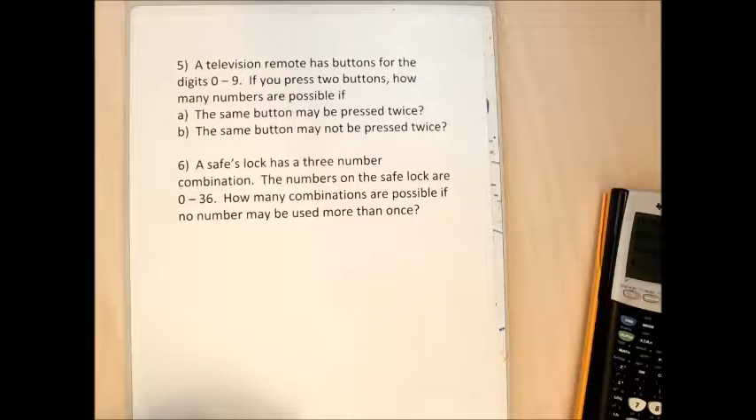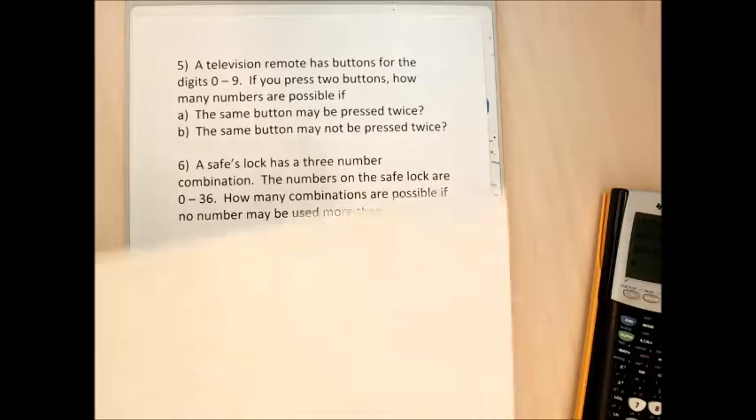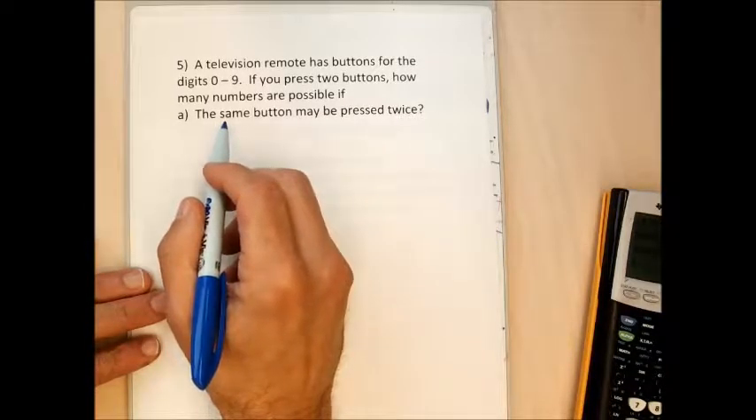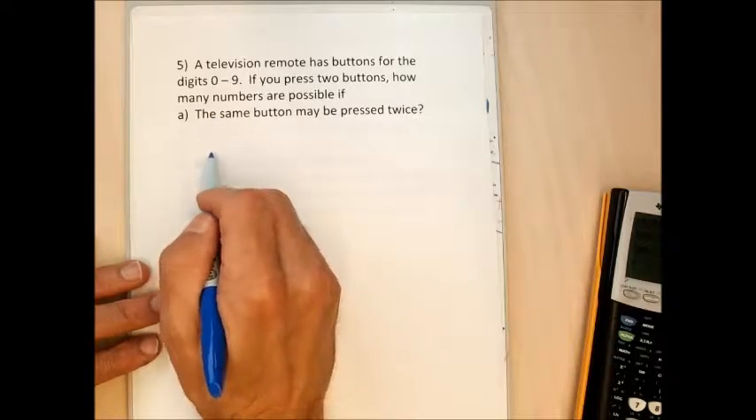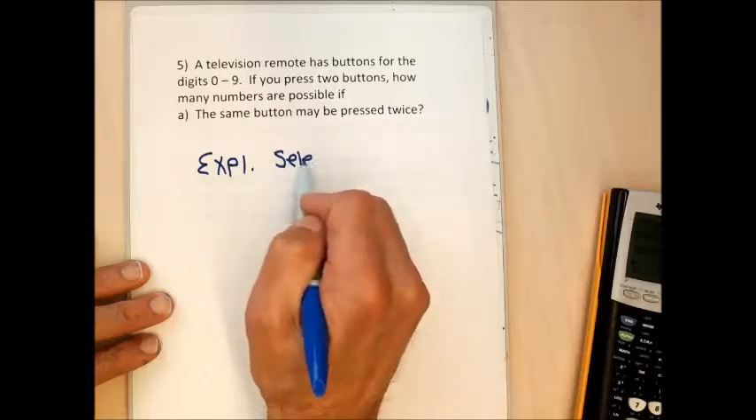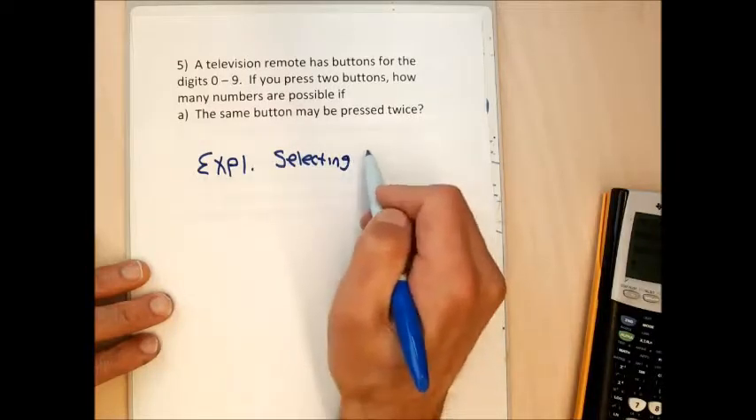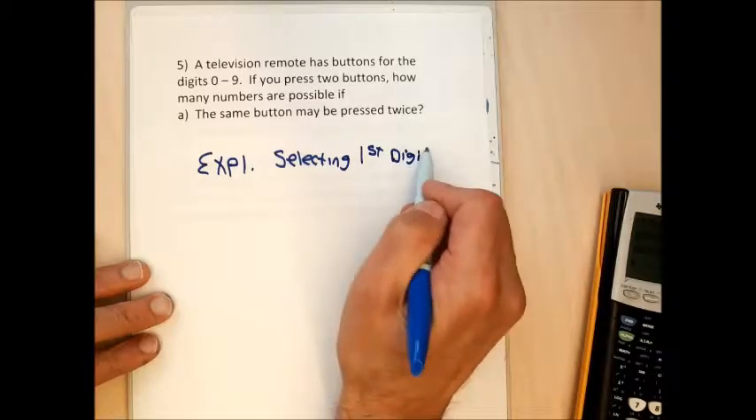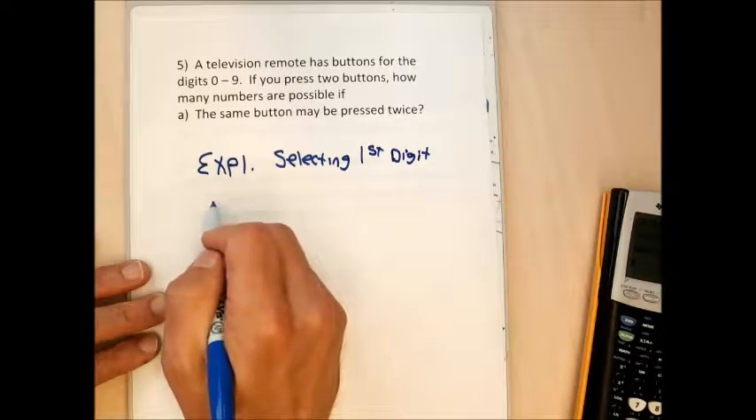Let's work through 5 together. So in problem 5, I have a remote control that has the digits 0 through 9. I'm going to press 2 buttons, the first button and then a second button. And let me define this and help me answer probability questions by creating an experiment. So experiment 1 is going to be selecting whatever button I press first. My first, I'll call it a digit. I can pick any one of the numbers from 0 through 9.